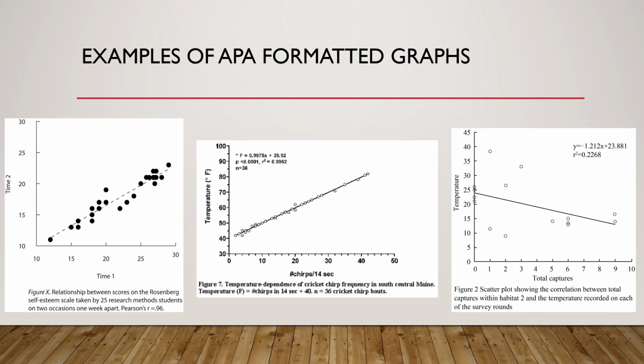And then finally, there's another example. This looks very similar, where the scatter plot showing the x and y axis, and it does include the regression line and the coefficient of determination there.